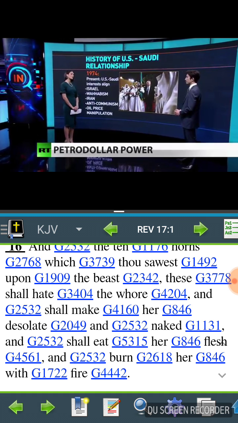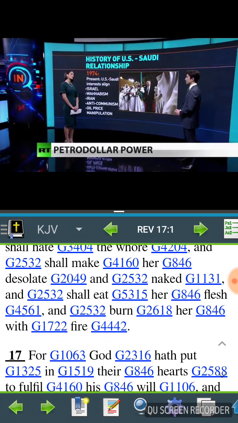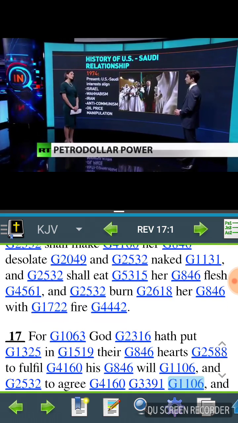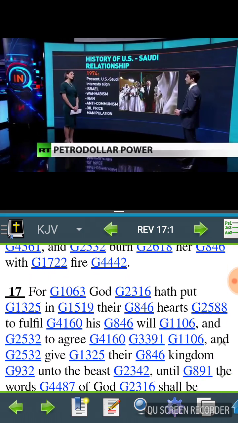That's also written in the book of Jeremiah. Your mother shall be confounded. I'm going to bring it out. It says, and shall make her desolate and naked, and shall eat her flesh and burn her with fire. That means they're going to shoot missiles upon this place.